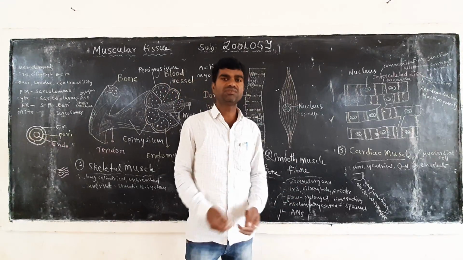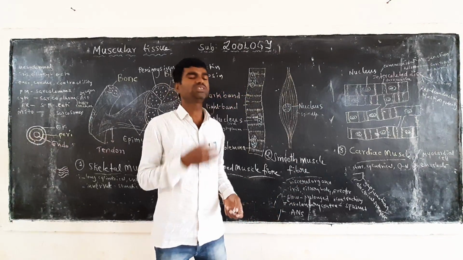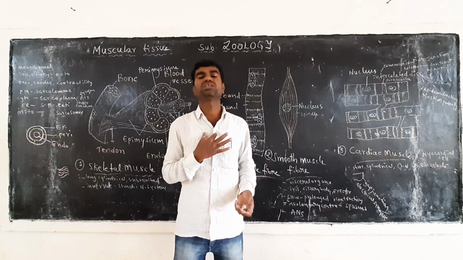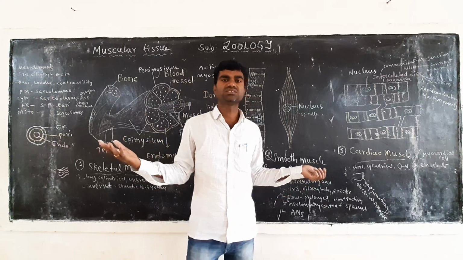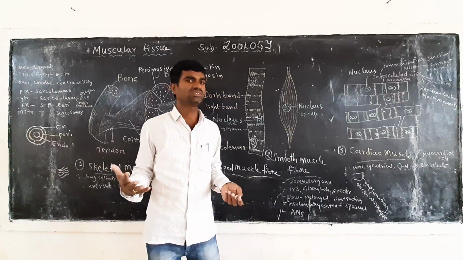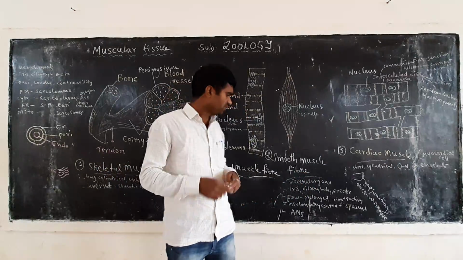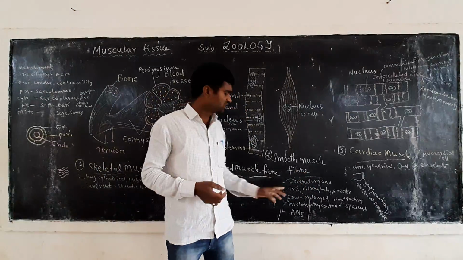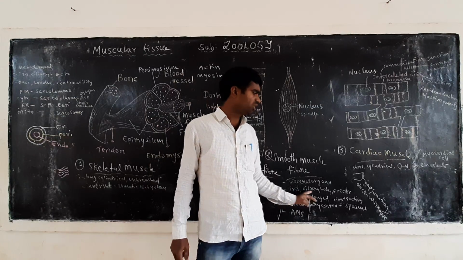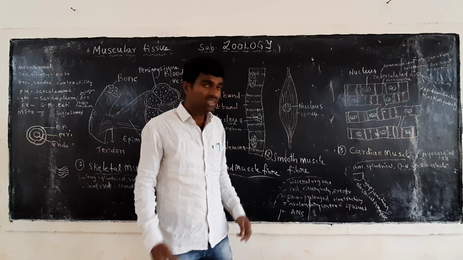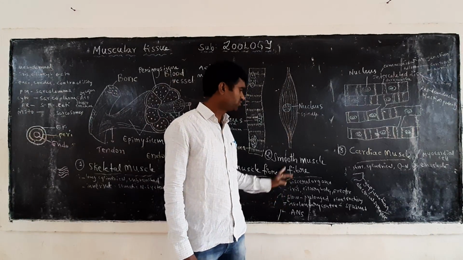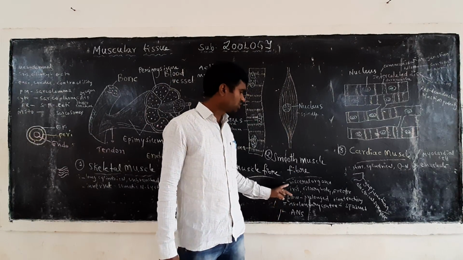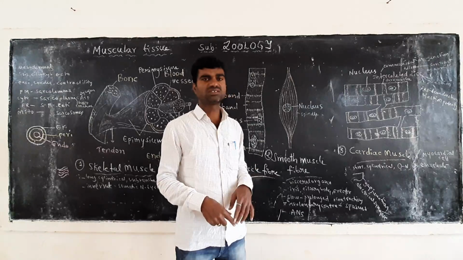It innervates visceral organs. Visceral organs means, for example, pharynx, alimentary canal, stomach, large intestine, small intestine, and male and female reproductive organs. Okay, likewise, iris and ciliary body, erector pili of hair regions. They are made up of smooth muscles. Okay, so it is called visceral muscle.